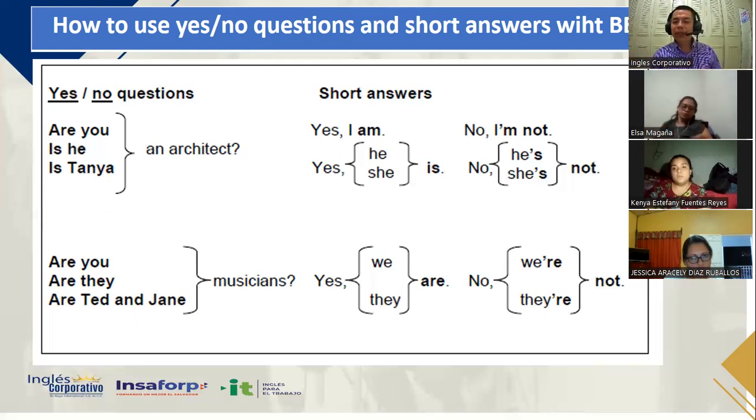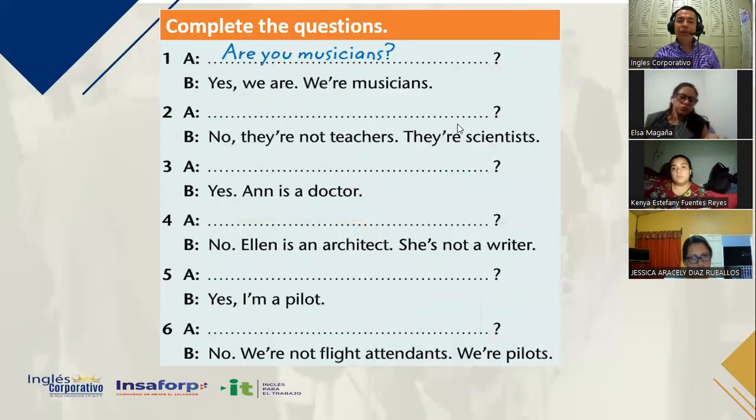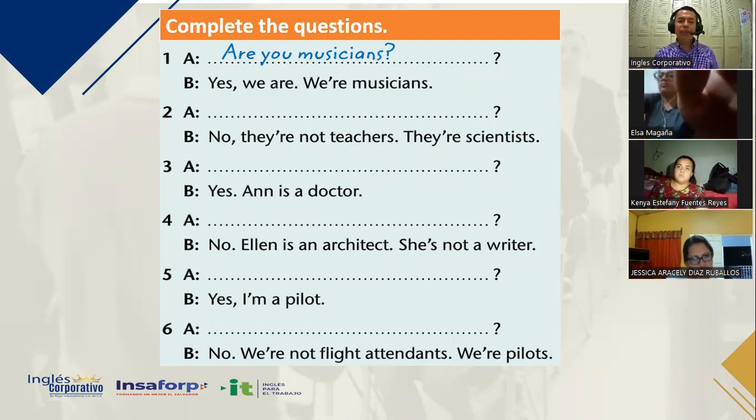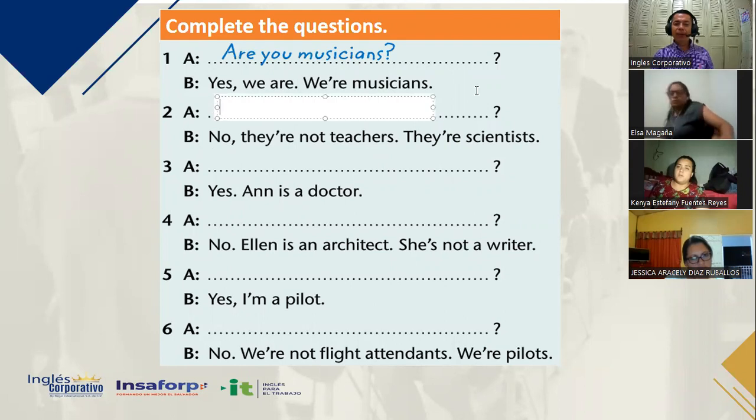Ok, let's continue, right? Let's continue with the class. Now, we have here some examples, right? Are you a musician? Yes, we are. We're musicians, right? Ok, very good. So, Freddy, please. Freddy, what is the question for number two? The answer is, no, they're not teachers. So, what could be the question, Freddy? ¿Cuál sería la pregunta? Esta parte está bien difícil, pero vamos a hacerlo juntos, ¿ok? What could be the question, Freddy?